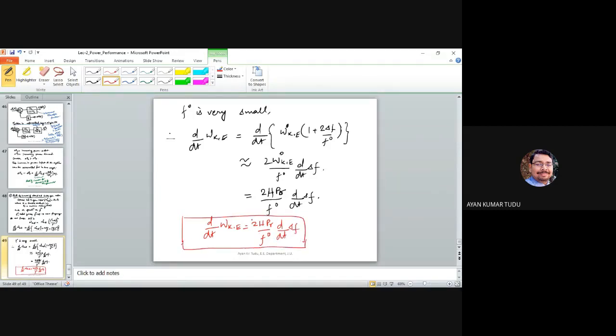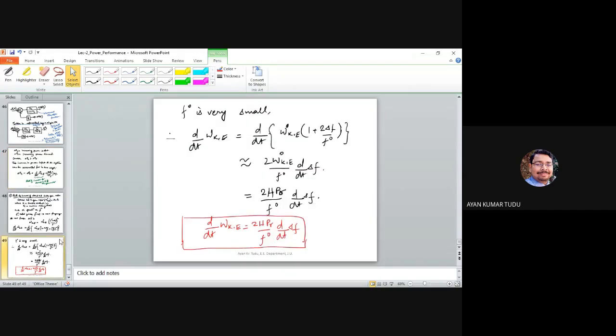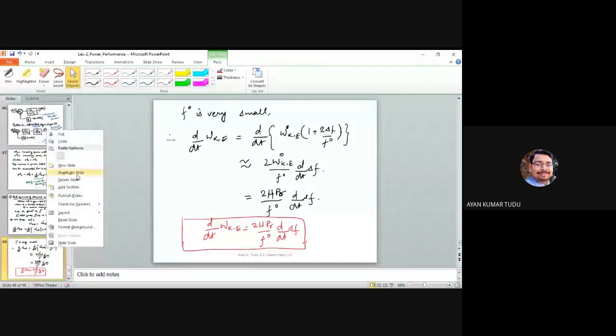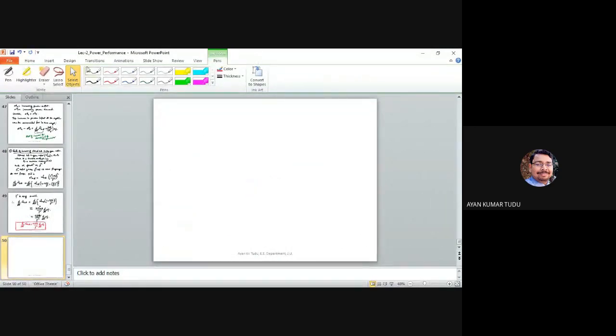Now the second half. The second half is written as delta PD by del F into delta F. This delta PD by del F is represented by a term known as B, which is our load damping.